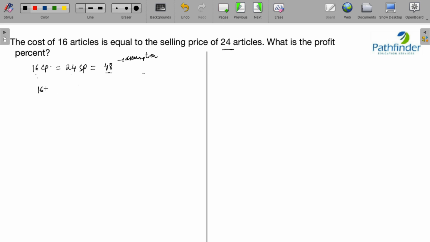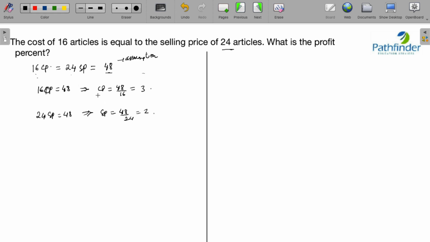So first thing we can do is we can say 16 times CP is 48. इसका मतलब क्या है? CP is 48 divided by 16, that is 3. And similarly 24 times SP is also equal to 48, which means selling price is 48 by 24, that is 2.